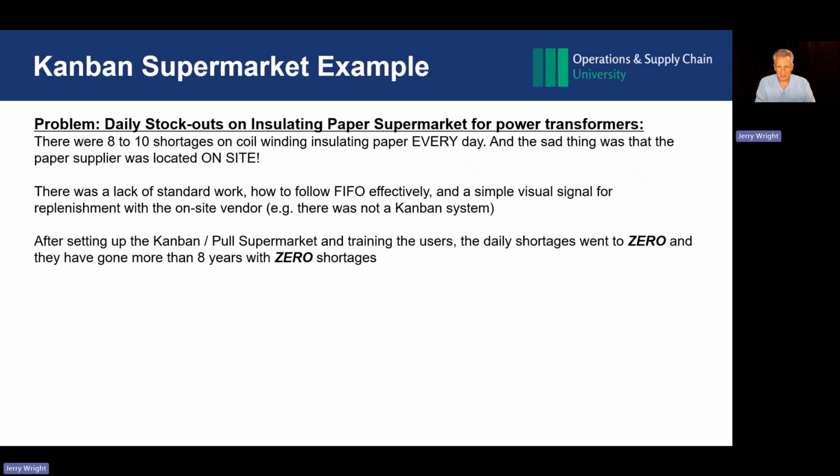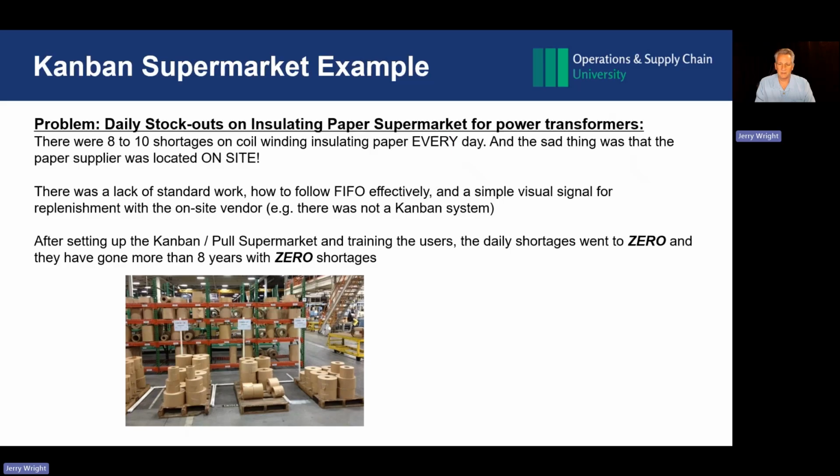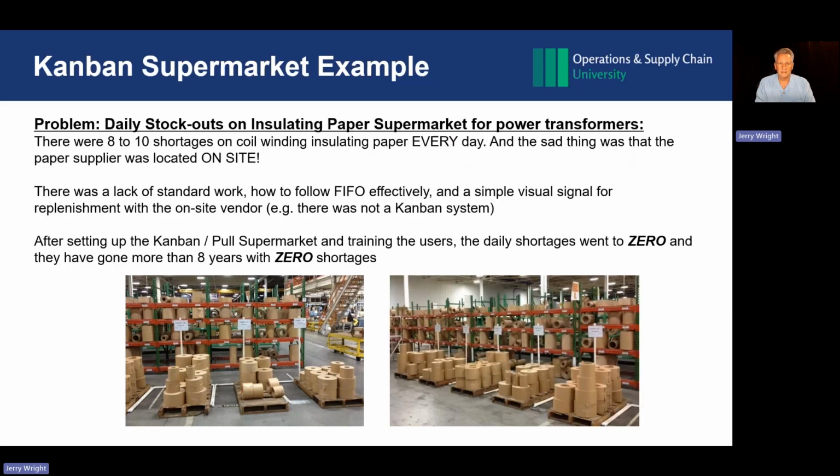After we set up the Kanban Pulse supermarket and trained all the users, the daily shortages went to 0. And they have gone more than 8 years with 0 shortages. And this is kind of what it looks like, insulating paper for transformers. 8 to 10 shortages a day, constant disruption, frustration, to 0. Everything there all the time, properly labeled, set up and running effectively. So what they thought was a supermarket really wasn't. It was just a place they put stuff randomly, and we turned it into a Kanban and fixed all the problems.